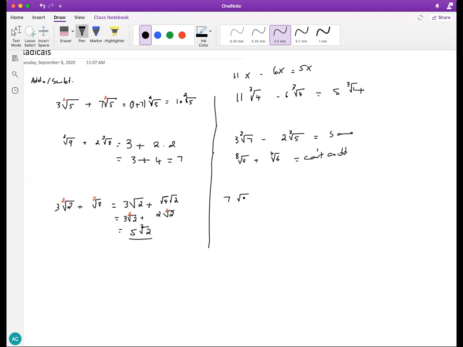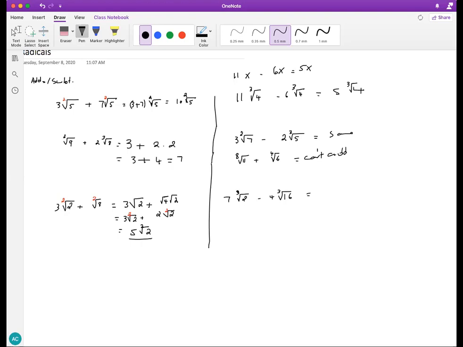Radical, maybe index 2 and index 3, minus. Okay, so we have 2 radicals here. I want to subtract them.